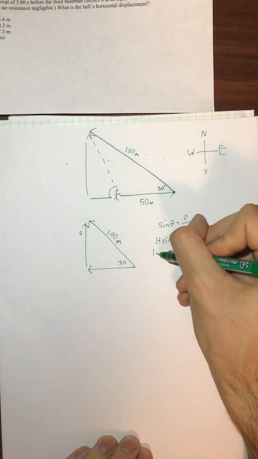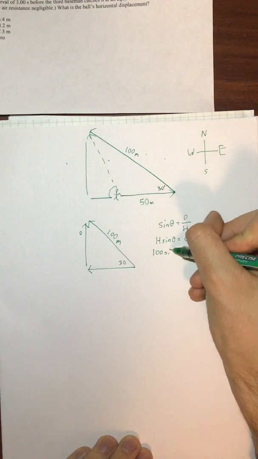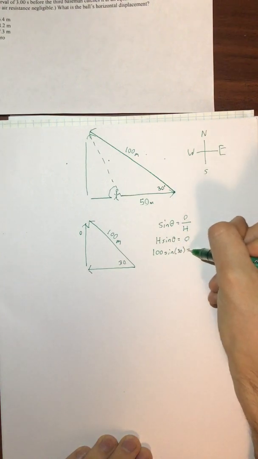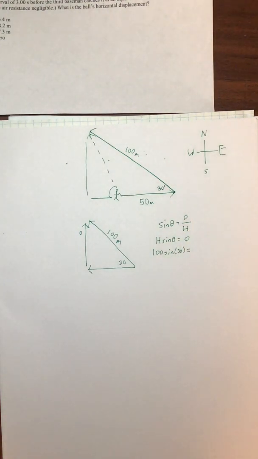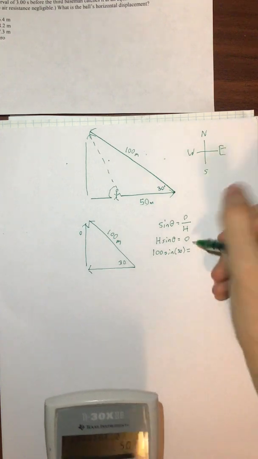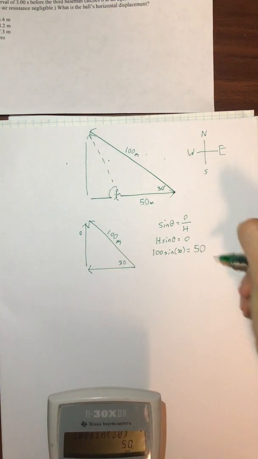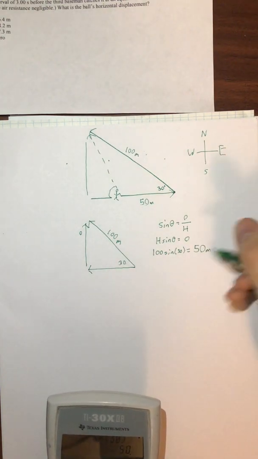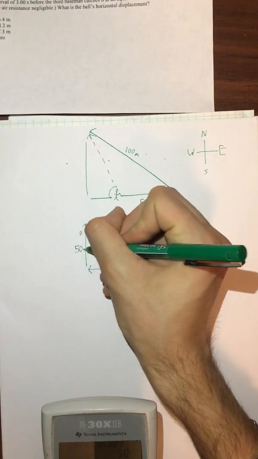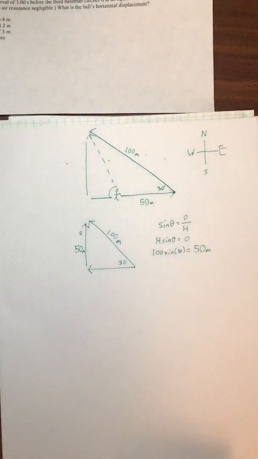So I plug in 100 for my hypotenuse, sine of 30 degrees. That should be equal to 100 sine of 30. That's 50 meters, or 50 units. So that means that they went 50 meters north.